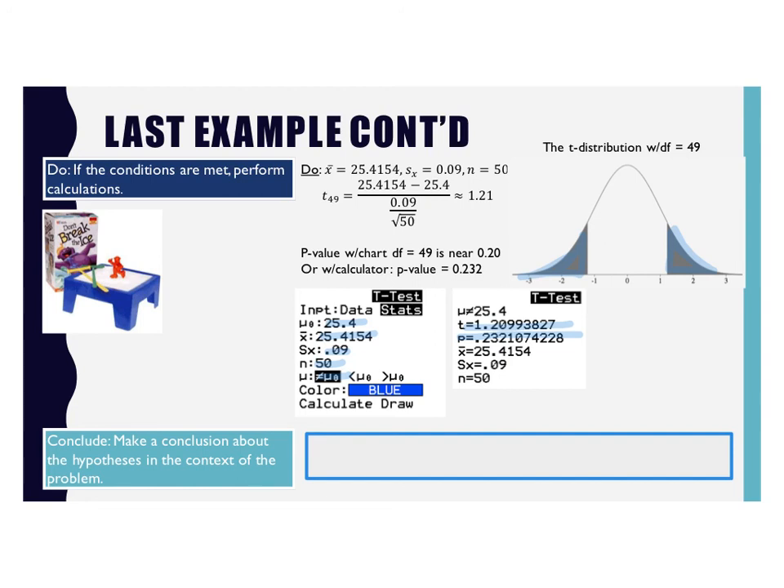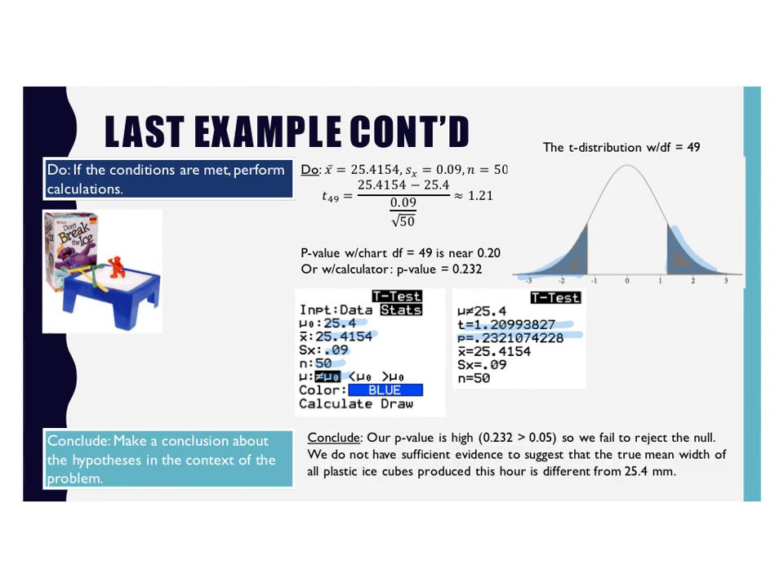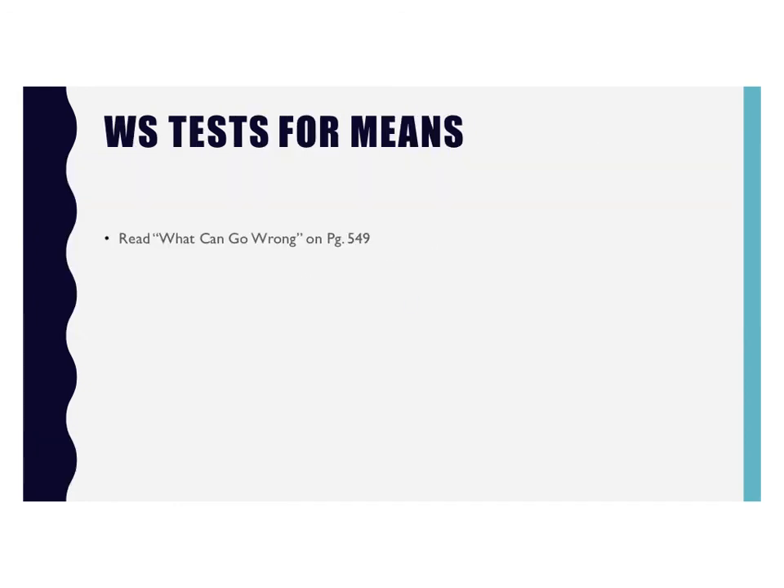Last but not least is our conclude, where we make a conclusion in context. Since our p-value is high, meaning 0.232 is greater than 5%, we fail to reject the null. We do not have sufficient evidence to suggest that the true mean width of all plastic ice cubes produced this hour is different from 25.4 millimeters. Guess what? We finished.